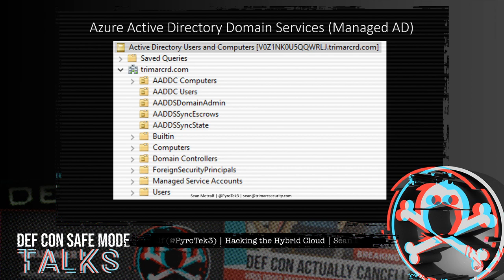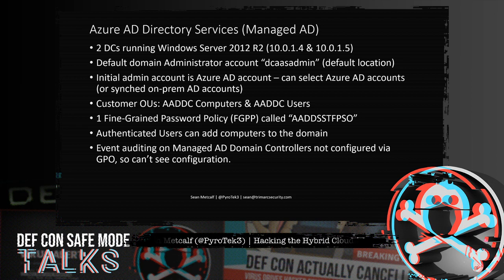So this environment, Azure ADDS, has several top-level OUs that are created. These are prefixed with AADD, and the AADDC Computers and AADDC Users OUs are the primary custom OUs. The Azure ADDS domain controllers are in the same network, and at least in this instance that I created, had sequential IPs, .4 and .5. The default domain admin account is called dcaas_admin and remains in the default Users area.